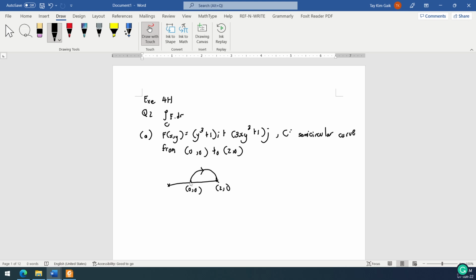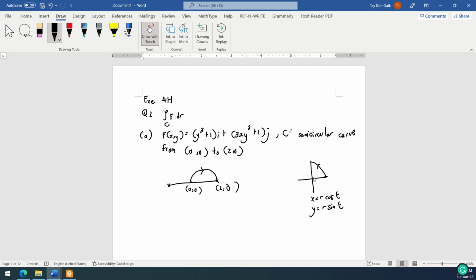You notice that for a circle, normally what we have is like this, right? Then you can use x equals r cos t, y equals r sin t. But now your semicircle is from (0, 0) to (2, 0). So getting the parametric equation will be quite challenging, because in this case you cannot use this one.